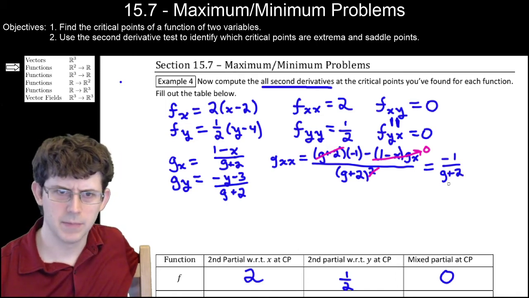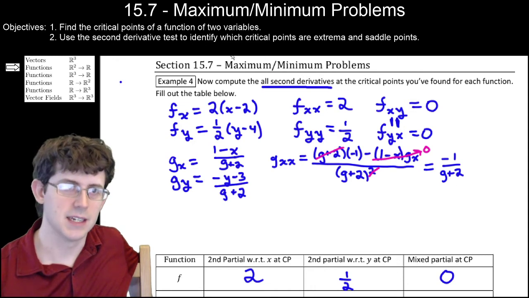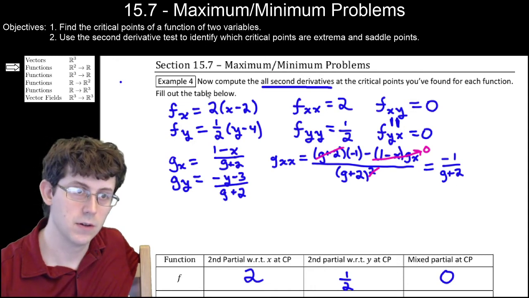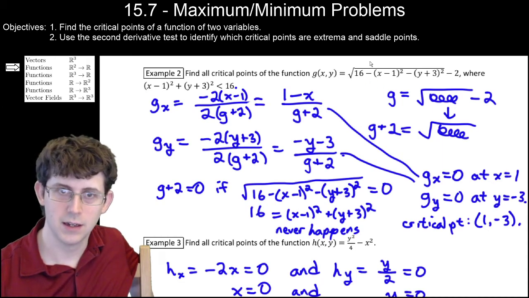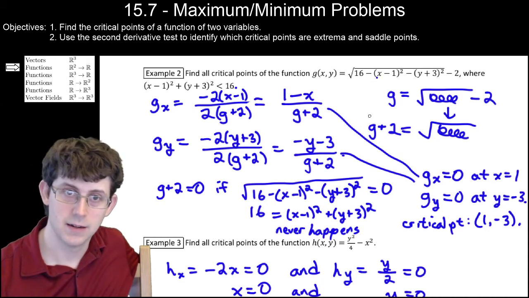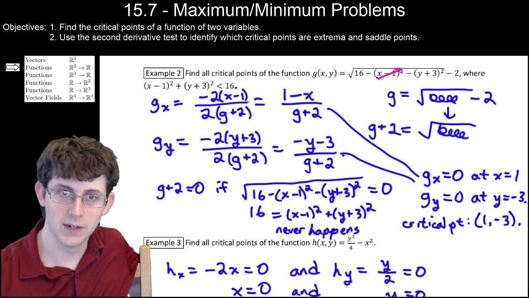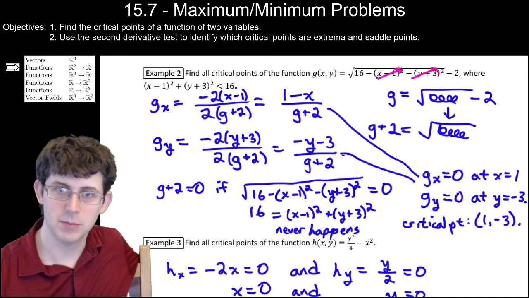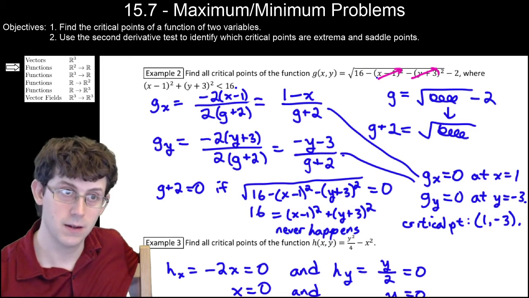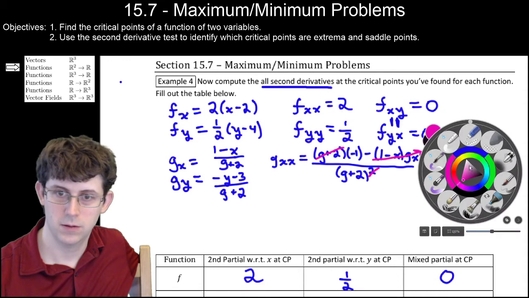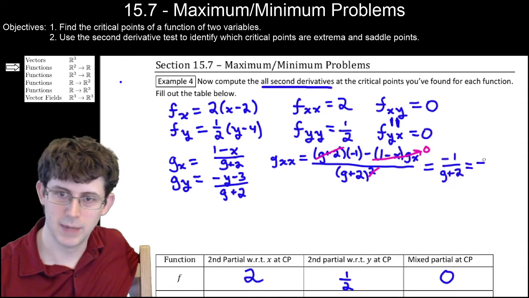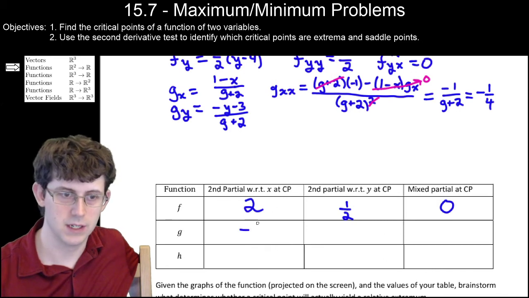Let's go back and look at what this actually comes out to. G plus 2 was this square root at the critical point, which was 1 minus 3, we were getting rid of all these. So g plus 2 is going to equal 4. So this is minus a fourth. That's gxx.